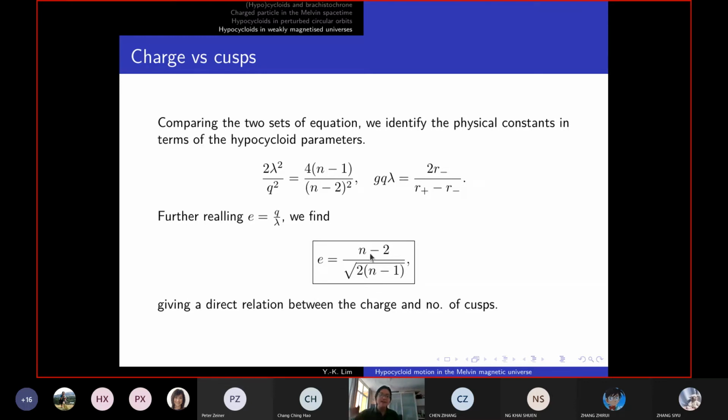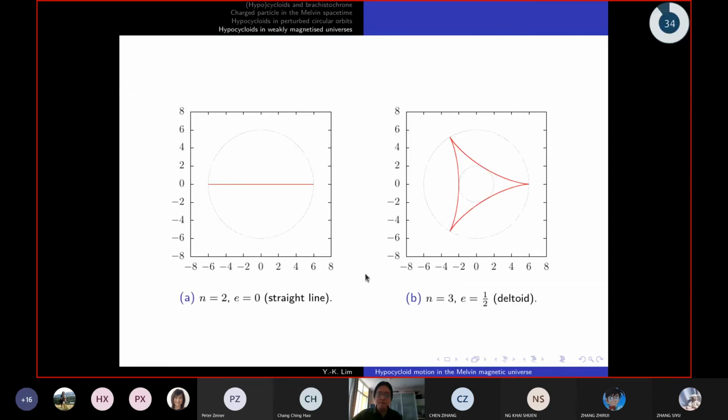This, to me at least, is a remarkable result, because on the right hand side I have n, which is just a property of some mathematical curves. Then on the left hand side, it gives you the physical charge. So this gives us the relation between the charge and the number of cusps.